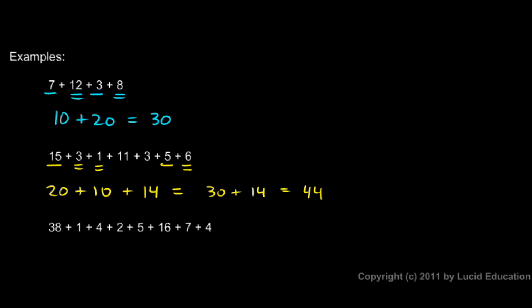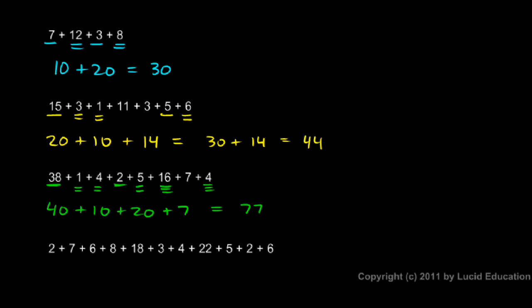Okay, this example. Does anything stand out here? Well, the 38 and the 2 together give me a 40. And then I see this 1 and 4, that's 5, and this 5 here, that gives me 10. And then look here, there's a 16 and a 4, that gives me 20. And then I have this 7 at the end, or the 7 left. So 40 plus 10 is 50, plus 20 more is 70, and then I have that 7, so I have 77 is my answer.